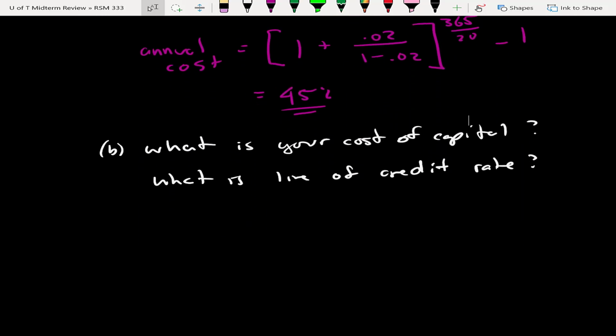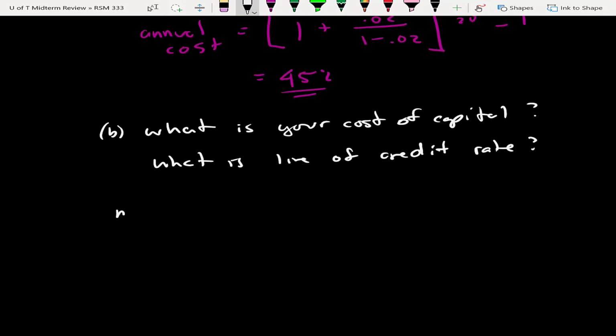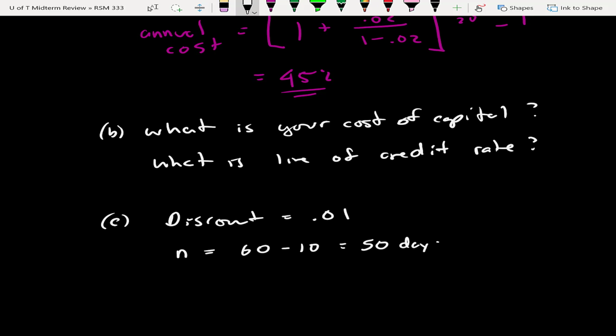So same calculation. Let's put all the numbers down. In this case, the discount is equal to 1%. But N, which is the number of days you're financing, is going to be longer. It's going to be 60 days minus the 10. So it's giving you 50 extra days to finance.